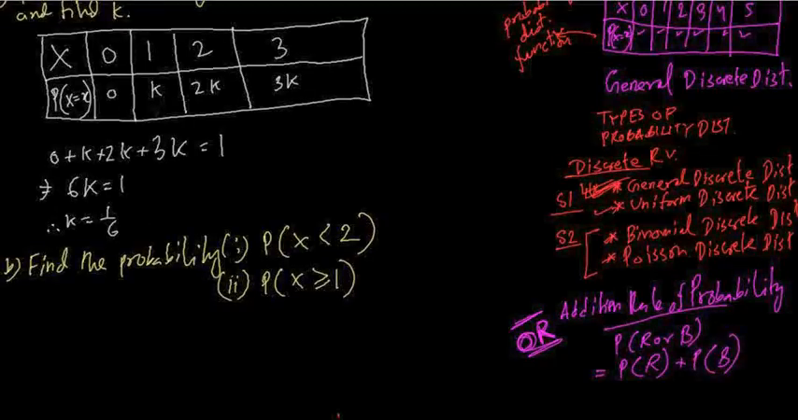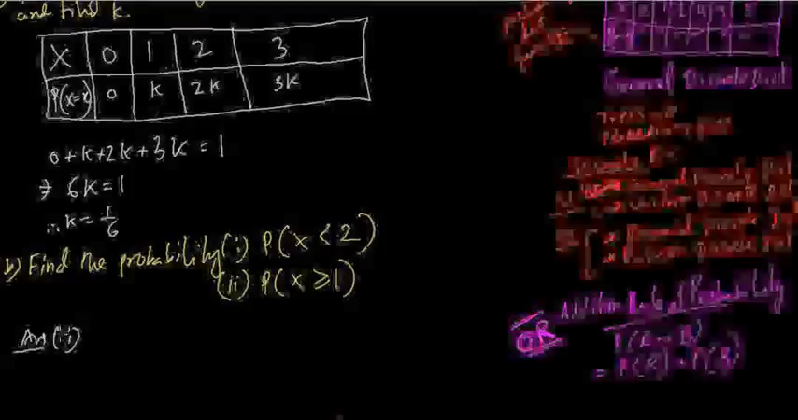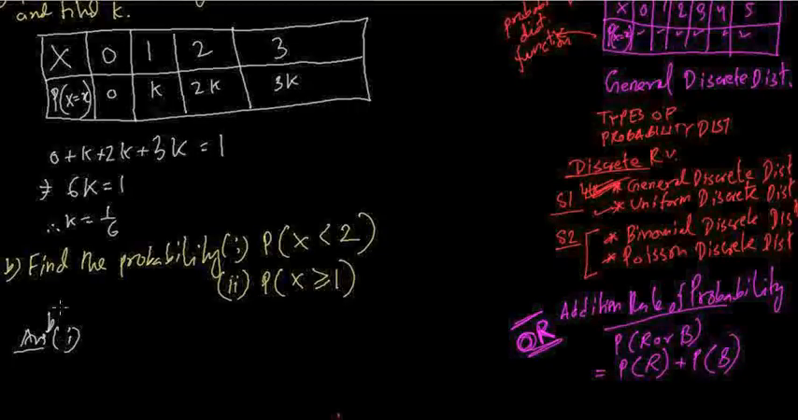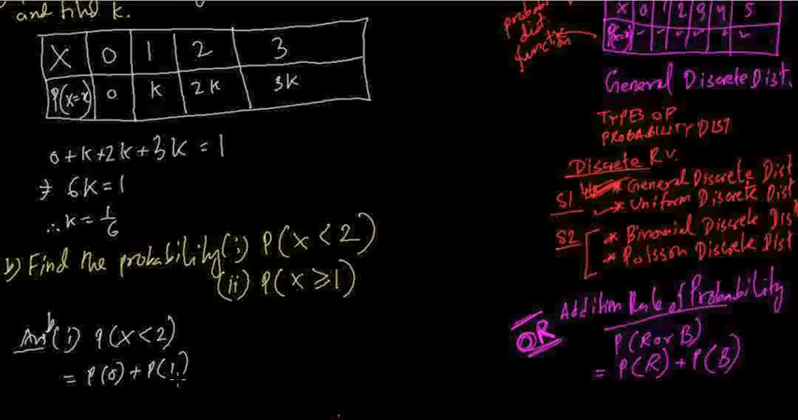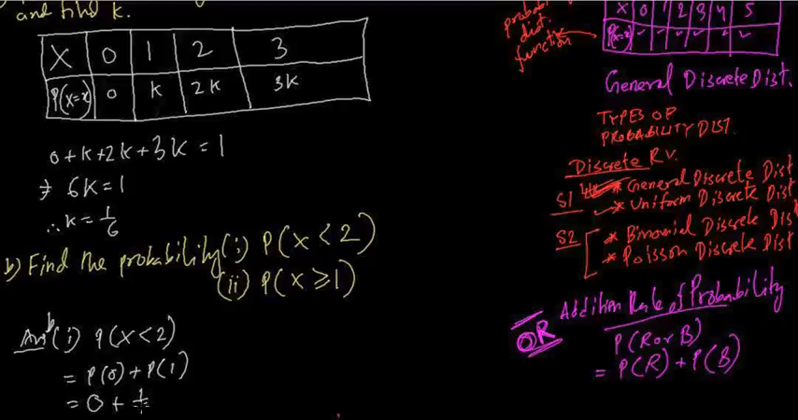So for this particular sum, let's do number 1, B1 to be more exact. So probability of x is less than 2 is equal to probability of 0 plus probability of 1. So that's what it means. So we just add up the two. So probability of 0 is 0 plus probability of 1 is k. k means 1 by 6. So the answer is going to be 1 by 6.